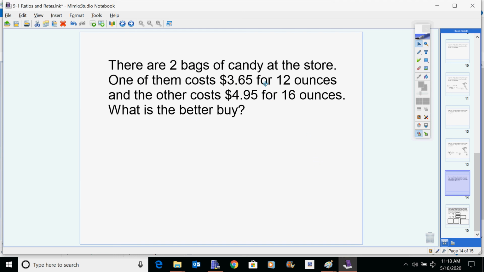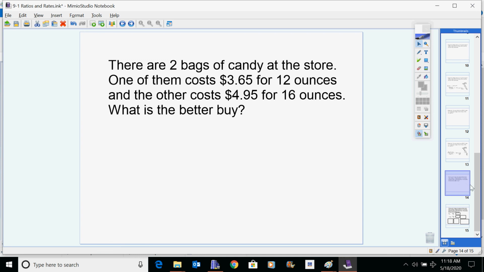Now say you've got 2 bags of candy. One of them costs $3.65 and one costs $4.95. In one you're getting 12 ounces of candy and in the other you're getting 16 ounces. Now at first glance you might say, well, I just want to buy candy. I want more candy, so I'm going to buy the bigger bag and pay a little bit more.